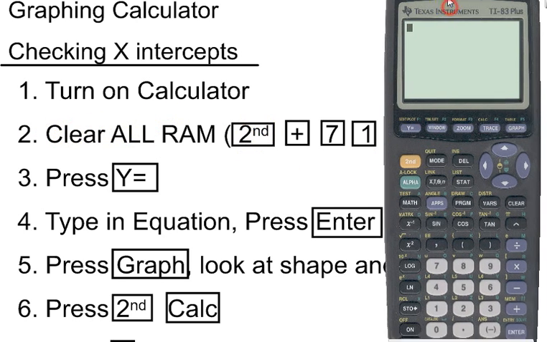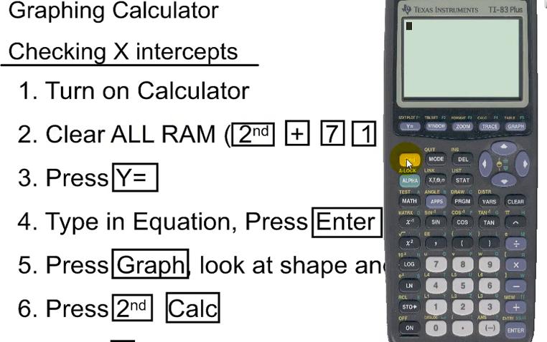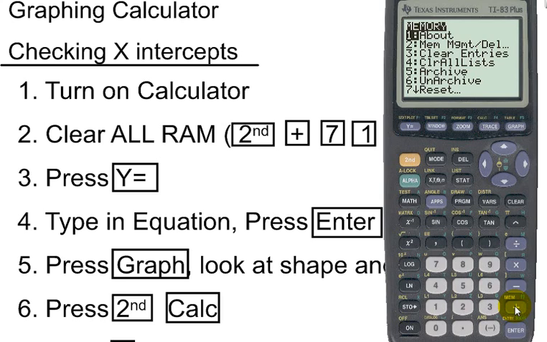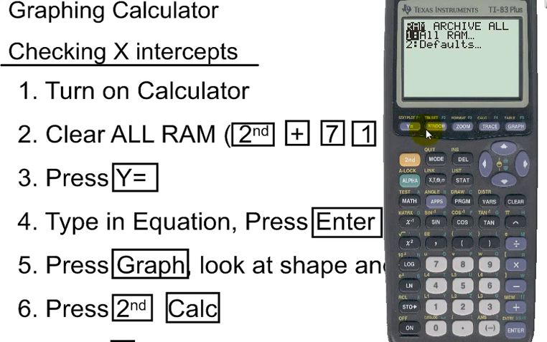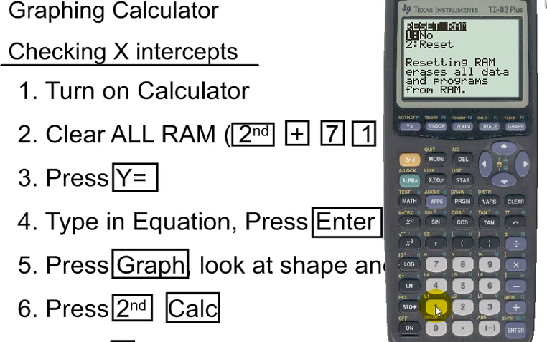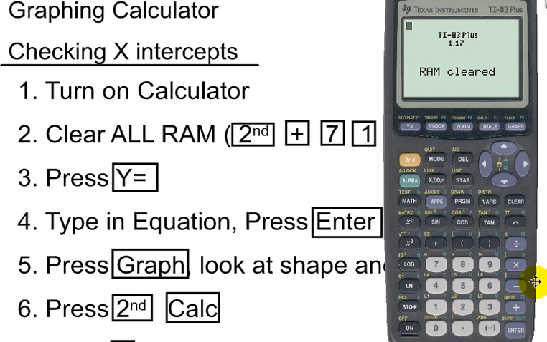So turn on your calculator and clear all the RAM out. It's going to be second function, and then you want to go down to memory, the plus sign, and then notice that 7 is reset. Then you want to reset all your RAM. So 1, and then yes to reset. Number 2, sorry, 2 for reset. And on the TI-83 Plus version 1.17, it will tell you all the RAM is cleared.